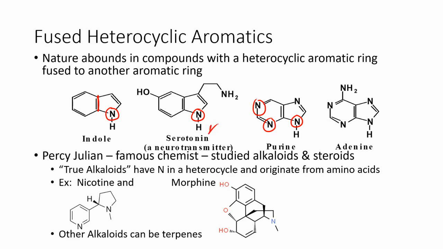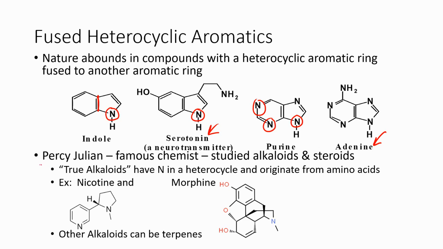Serotonin's a good example of one of these compounds. It's a neurotransmitter that's commonly understood as a mood stabilizer. We've seen adenine before. That's a nucleobase, one of the 4 in DNA. And so these are really important biological molecules, these heterocycles.